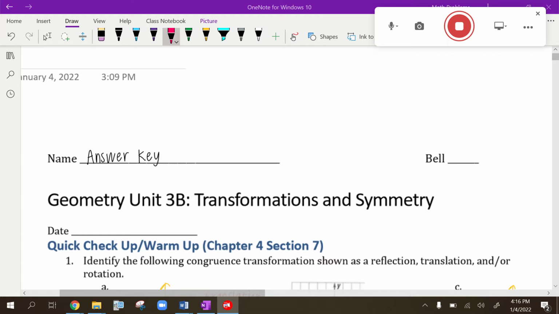I'd like you to start with a little quick check or the warm-up. First, try to identify the congruence transformations. Note that there could be more than one answer. And then see if you can do the next ones after that as well.